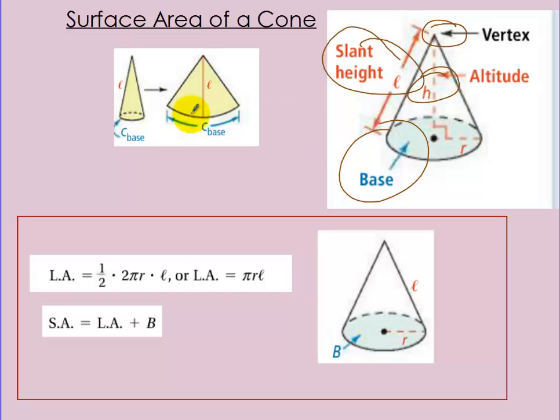Now to find the surface area of this, if you want to visualize it, if you opened up a cone, you'd get a shape like this, kind of like a triangle, but with a curved base, right? What's the length of this base here? Well, it is the perimeter of a circle, so it's going to be 2 pi r. So the lateral area is going to be 1/2 times 2 pi r, the perimeter of that circle, times the slant height, L. Or if you simplify 1/2 times 2, it's pi times the radius of the circle times the slant height, L. The surface area will be that lateral area plus the area of the base. That's it. We'll do some examples in class.